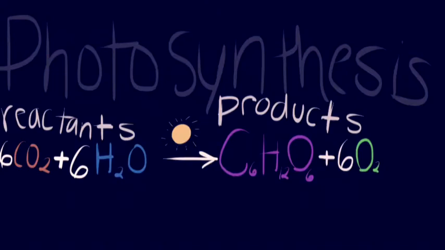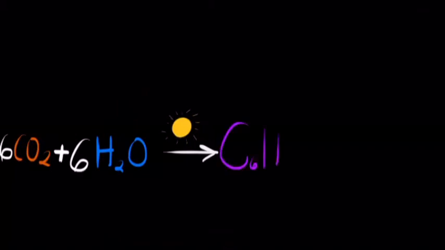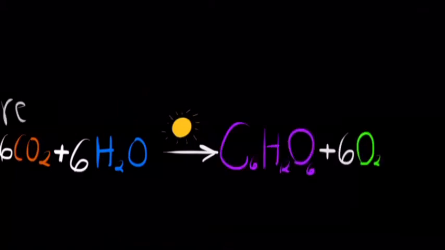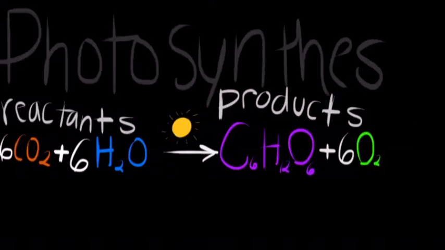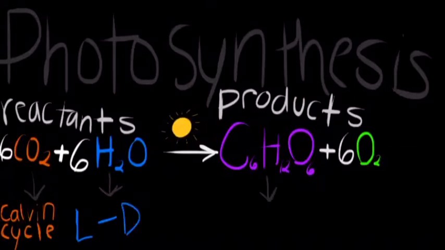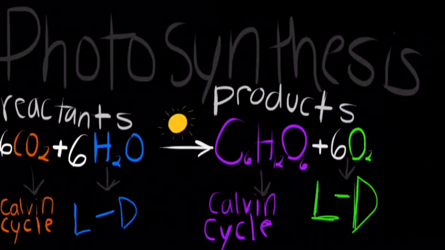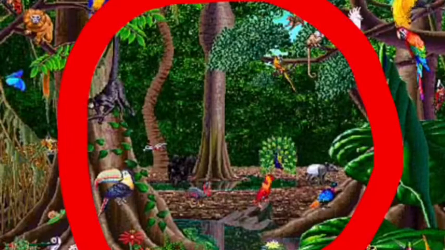Next is photosynthesis and its basic reaction. The reactants are CO2, carbon dioxide, and H2O, water. These will be combined with light to make the products of C6H12O6, glucose, and O2, oxygen. The carbon dioxide is used during the Calvin cycle, the H2O is used during light-dependent reactions, glucose is made during the Calvin cycle, and the oxygen is made during light-dependent reactions. Without this equation, life can't exist.